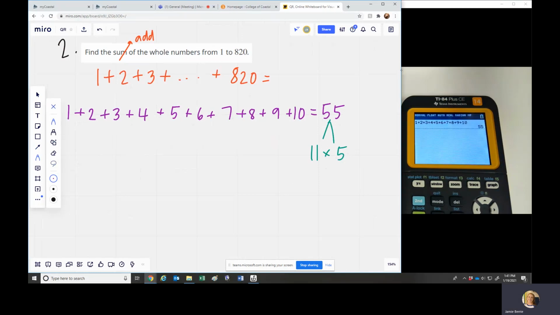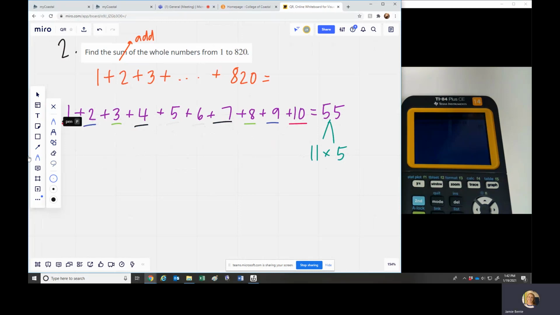Let's look at some pairs of numbers. Let's look here, 1 and 10. What do those add to? 1 plus 10 would be 11. Let's look at another pair. 2 plus 9 adds to 11. What about 3 and 8? That also adds to 11. 4 and 7 add to 11. And then finally, 5 and 6 add to 11. So each of those little pairs added to 11.